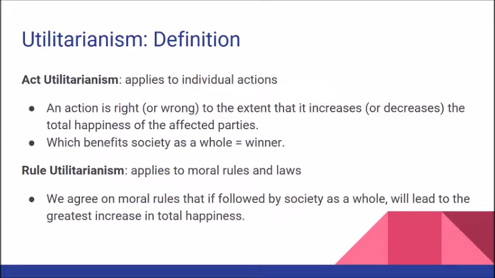So in terms of utilitarianism, we have two types basically. We have act utilitarianism, which applies to individual actions. An action is right or wrong to the extent that it increases or decreases the total happiness of the affected parties, which benefits society as a whole. We also have rule utilitarianism, which applies to moral rules and laws. Basically, we agree on moral rules that, if followed by society as a whole, will lead to the greatest increase in total happiness. In terms of this case, we will only be referring to act utilitarianism.